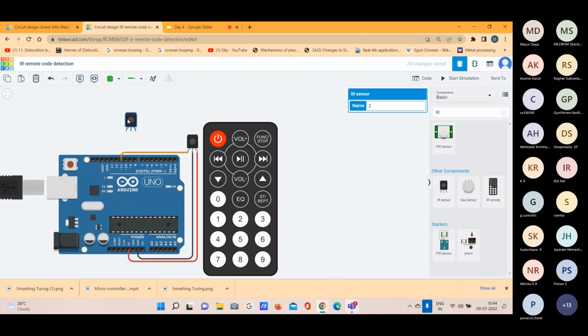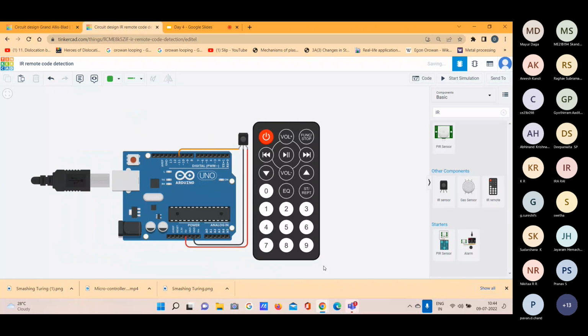Put yes in chat if you are done with this circuit. I'll wait for 1 or 2 minutes. You just have to mount these 3 wires.